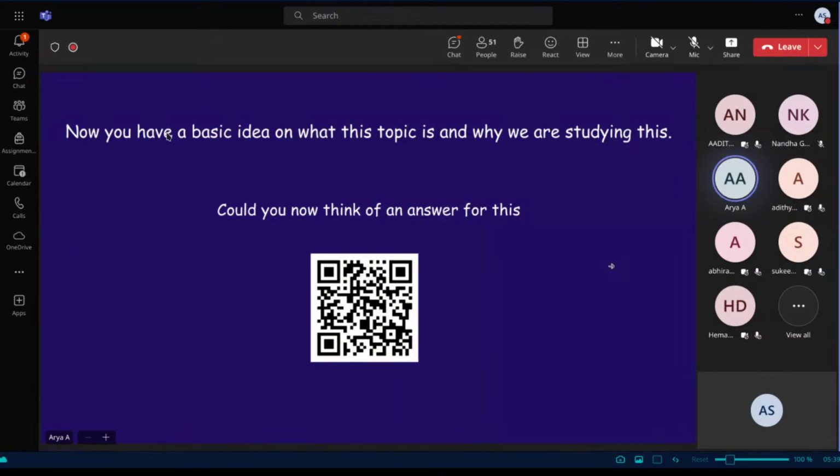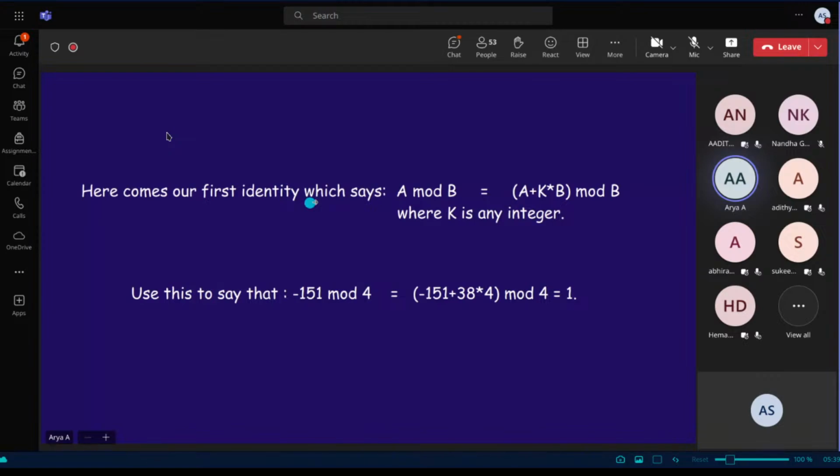I can see many people have answered 3. I don't think that is the answer. So let's see what the correct answer is. Here comes our first identity, which says A mod B is equal to (A plus K into B) mod B, where K is any integer.